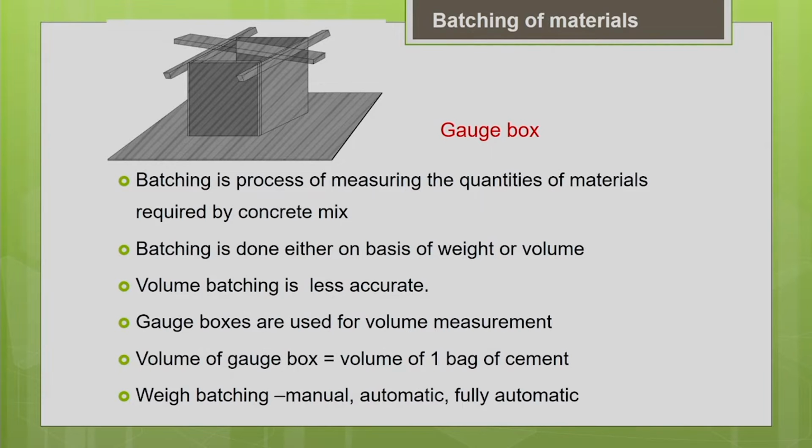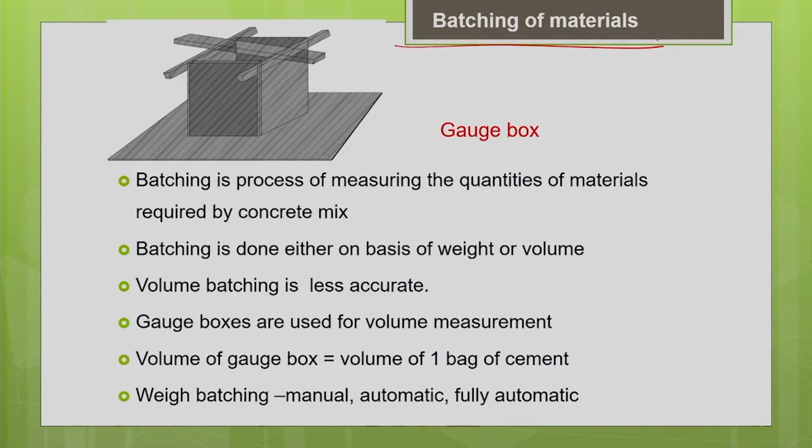Once you do the mix design, once you know the mix proportions, you need to first do the batching of the material. Batching is nothing but measurement of your quantity of material. This you can either do on a volumetric basis or on a weight basis. Very commonly you can see that in project sites, people prefer volumetric basis only because it is very convenient to them to measure on the basis of volume.